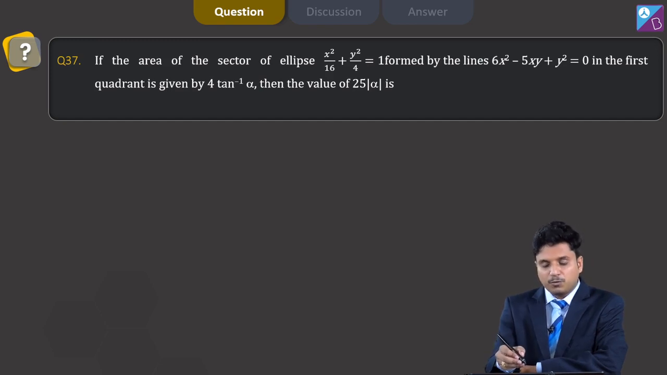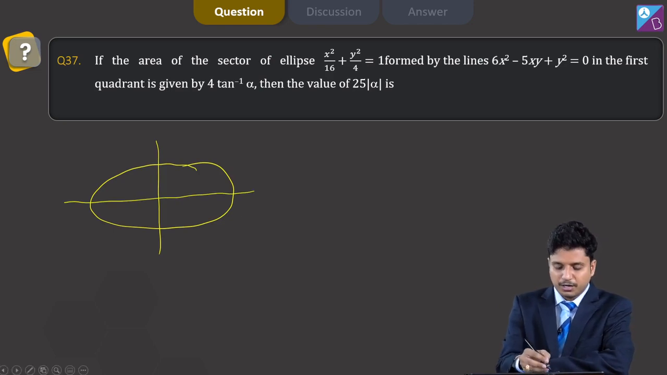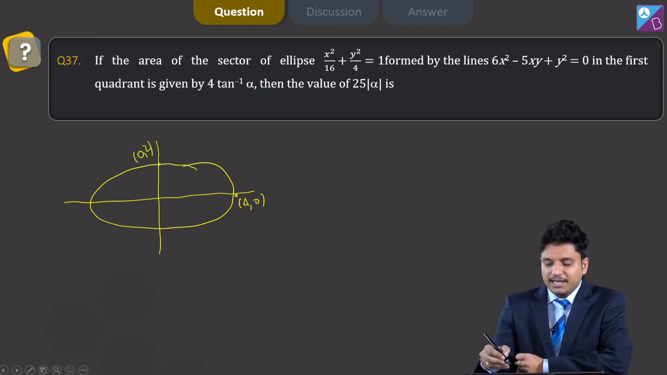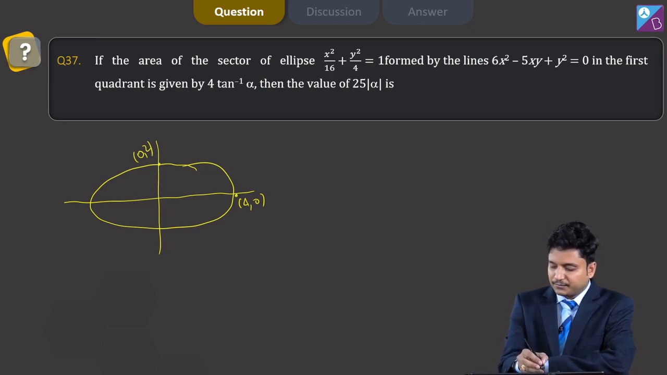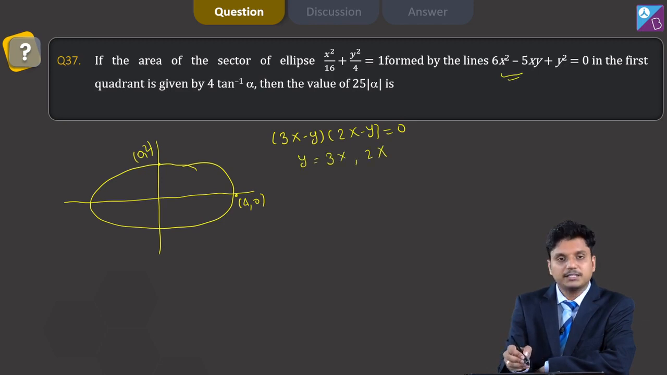This is actually a question from conic sections, and you can observe that this ellipse is there, x square by 16 plus y square by 4. This point will be 4 comma 0, that is a is equal to 4, and for b it is equal to 2. So the lines which are actually involved in this combined equation 6x square minus 5xy plus y square equal to 0, you can see that one of the factors for it will be 3x minus y and another factor will be 2x minus y is equal to 0. So this equation is actually consisting of two different straight lines. One is having its slope as 3 and another is having its slope as 2.